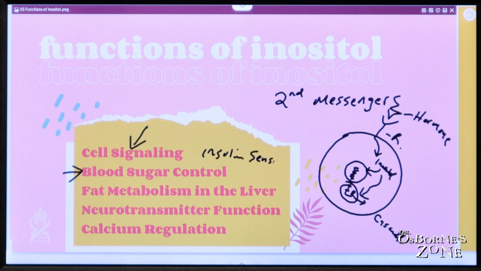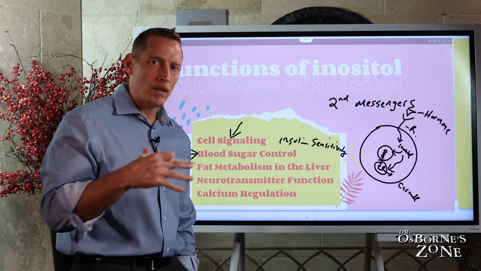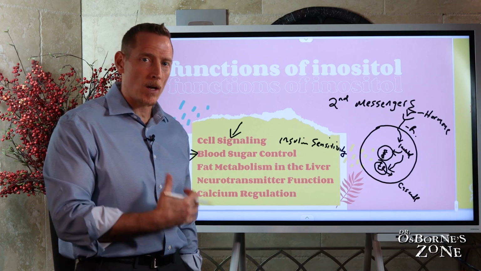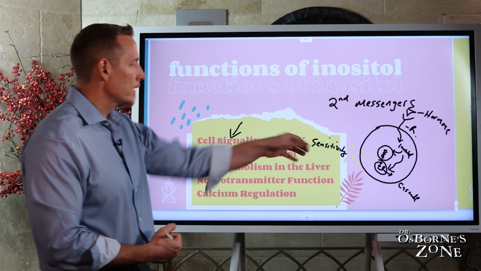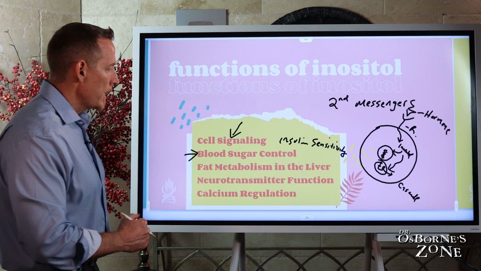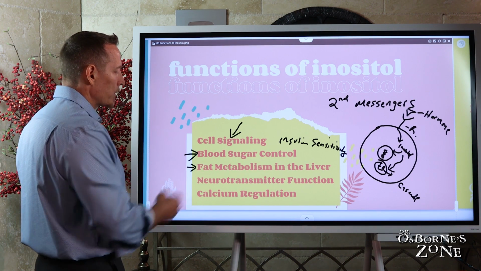Now if you've ever heard of a diabetic losing their ability to be sensitive to insulin, meaning they're making more insulin in an effort to override the loss of sensitivity, that's insulin sensitivity. This is where diabetes starts. Inositol plays a major role in that. It's responsible for fat metabolism in the liver.